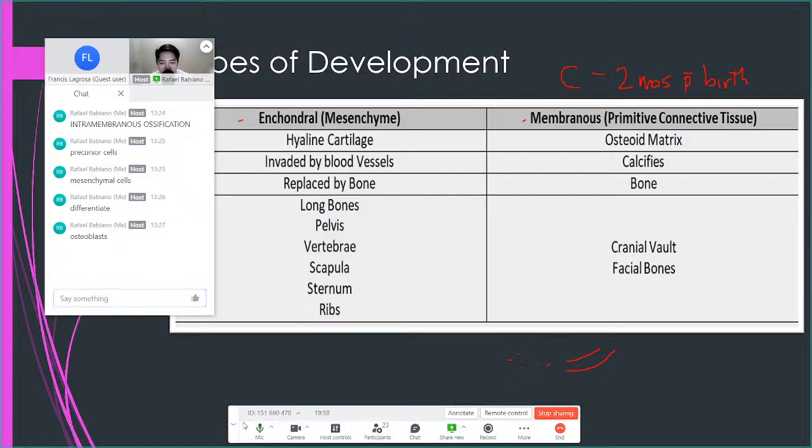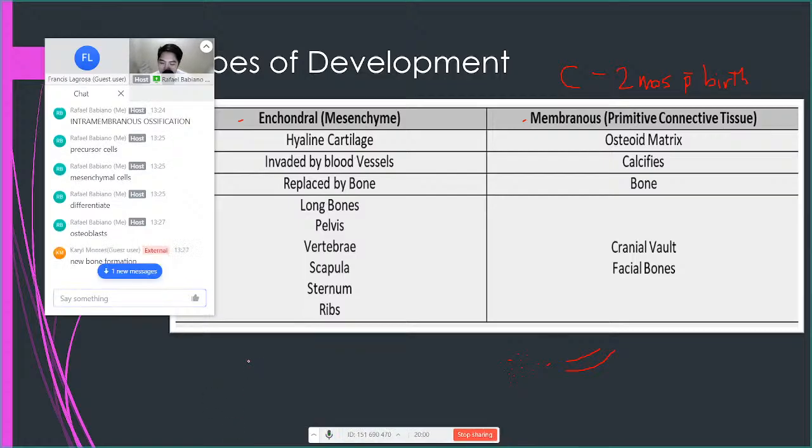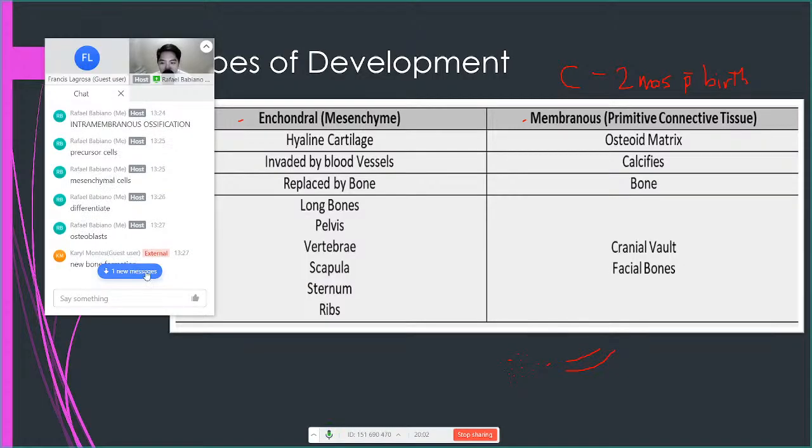If you guys are listening. Form new bones. Yes, it makes new bones, sir. Correct. It makes new bones. So the mesenchymal cells, when they receive blood supply, transform and differentiate into osteoblasts, which are bone-forming cells, right? So just imagine bone-forming cells, the osteoblasts.